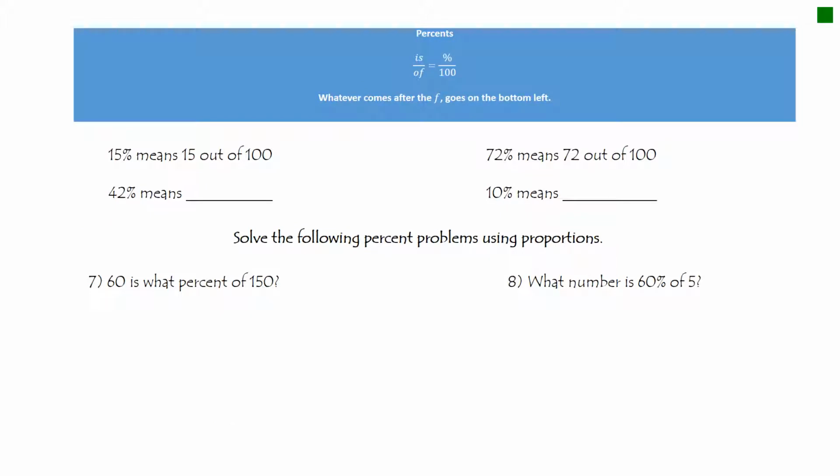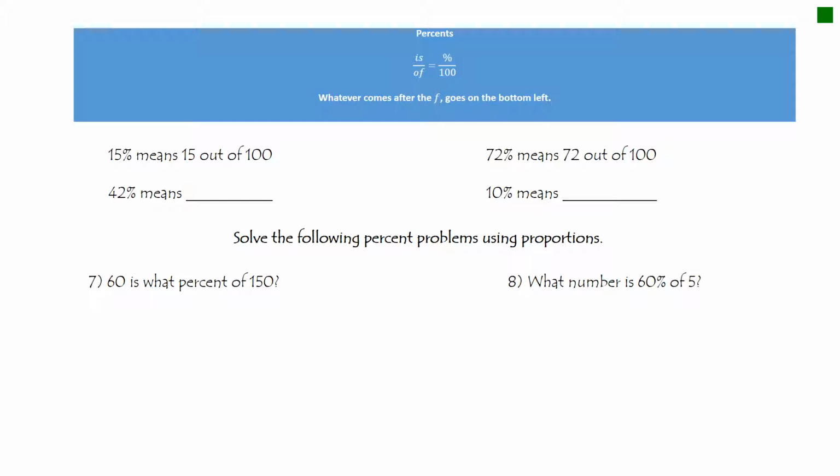Okay, so with percents, I think you've probably heard this before: is over of equals percent over 100. Is to of as percent is to 100.